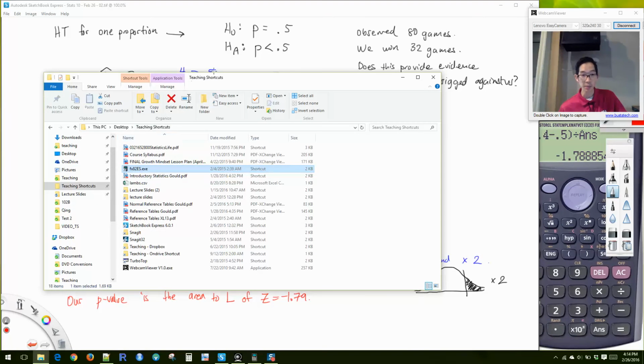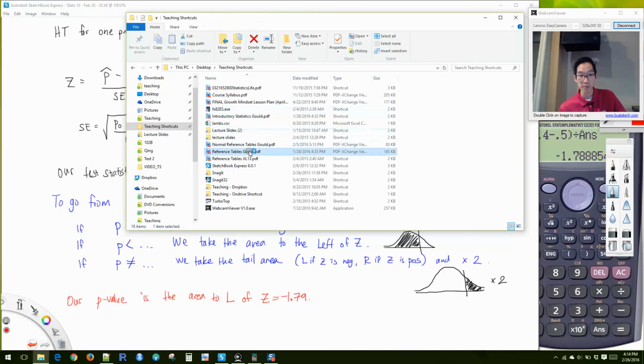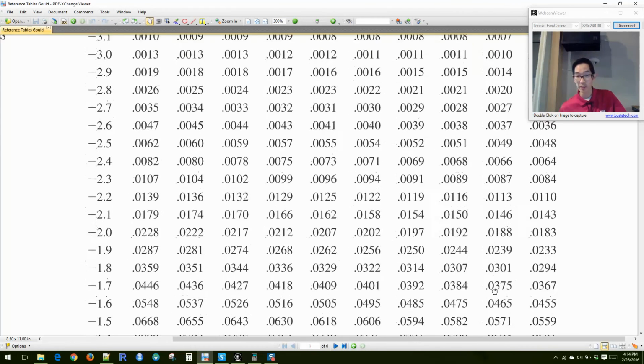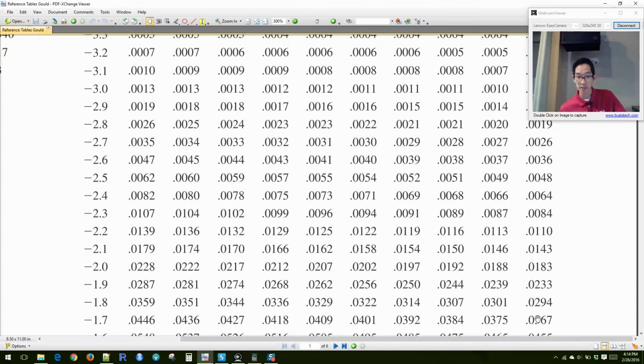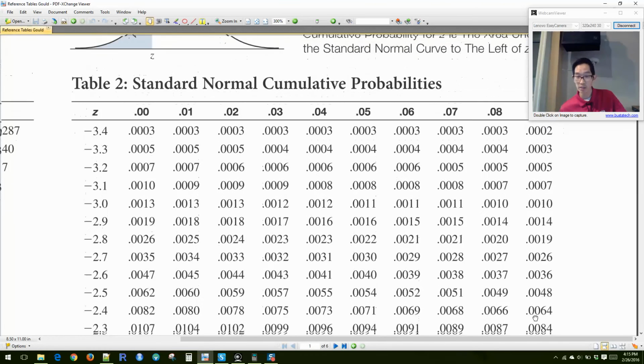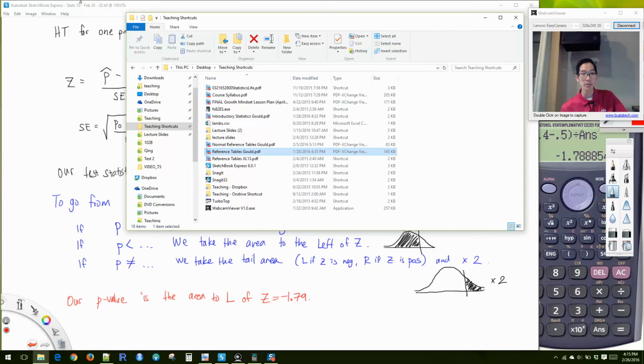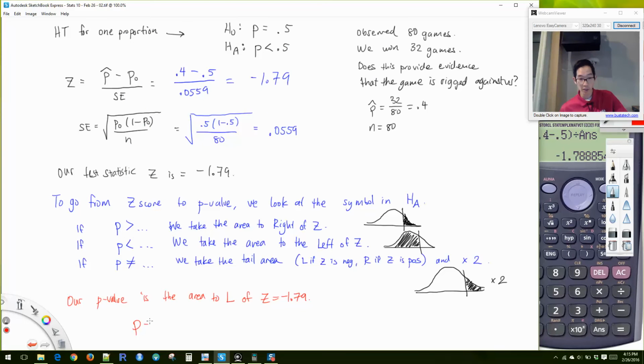Okay, so let me pull up my reference table. So we're looking at negative 1.79. I think that's this. Yeah. Negative 1.79, 0.0367. Okay, so our p-value equals 0.0367.